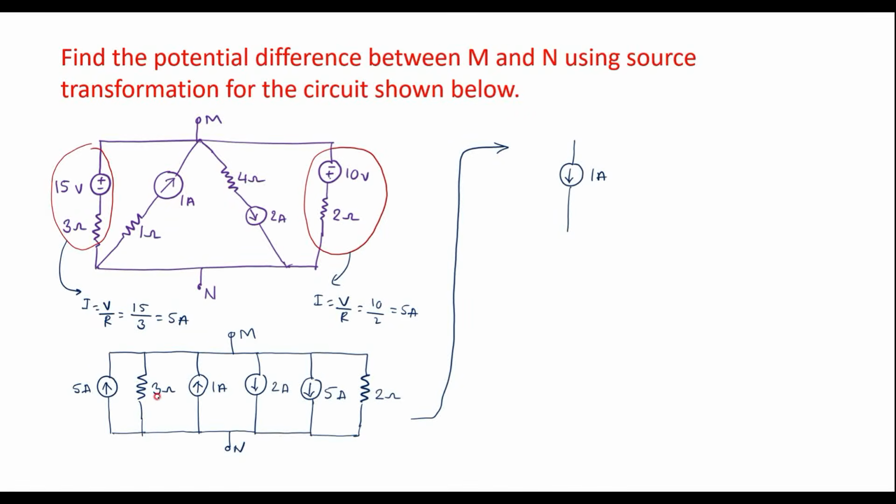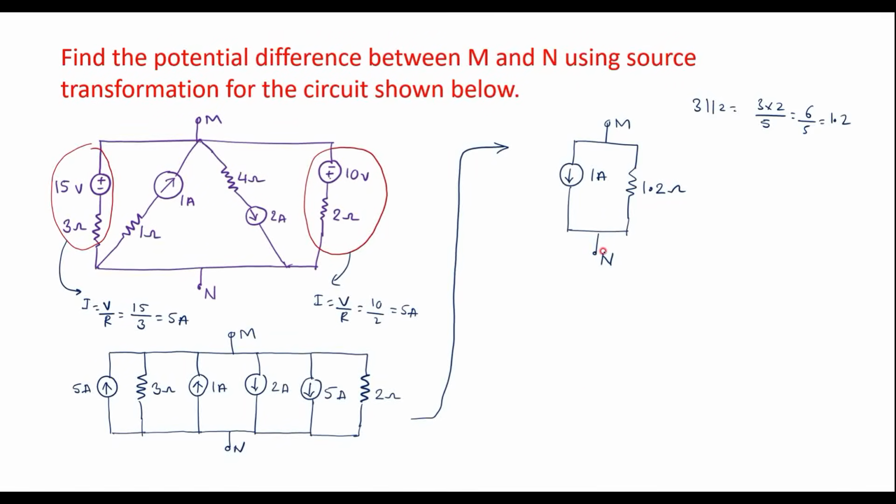So here 3 ohm resistor and 2 ohm resistor are in parallel. So I can replace these two resistor by single resistor, that is 3 is parallel with 2, that is 3 into 2 divided by 5, that is 6 by 5 is equal to 1.2. Therefore, the value of this resistor is 1.2 ohm. So this end is M, this end is N.